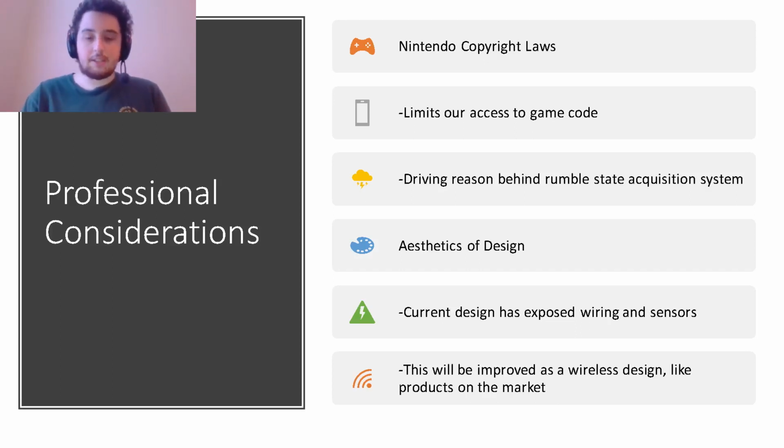And then also the aesthetics of design. The current design has a lot of exposed wiring and sensors, which isn't something you really see in products on the market. So we're going to improve this and try to make it more wireless, so that it lines up more to something you'd see in real life or something you'd see on the market.